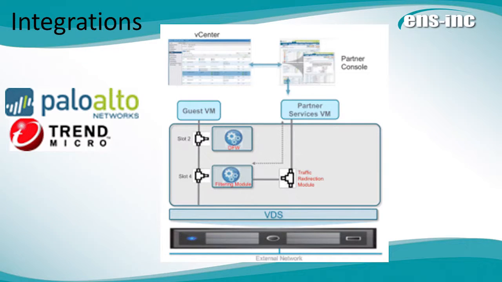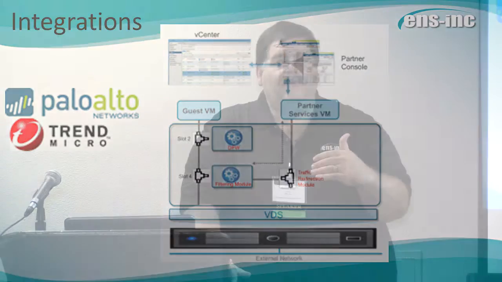Similarly for Trend Micro, if you're familiar with Deep Security from Trend Micro, this integration with NSX is again in that service chaining. So it gets access to the traffic coming in and out of the machines, which is redirected out to the Deep Security virtual appliances to actually do the scanning.